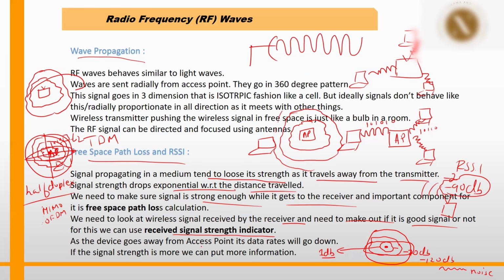As the device goes away from the access point, its data rate will go down. If the signal strength is more, we can put more information. If the signal strength drops, the data rate will go down. Why and all we will learn in the later stages. But just remember this rule: when the signal strength is high, the data rate is high. When the signal strength is low, the data rate is low.